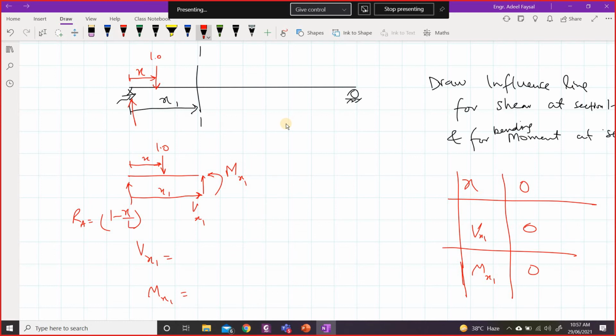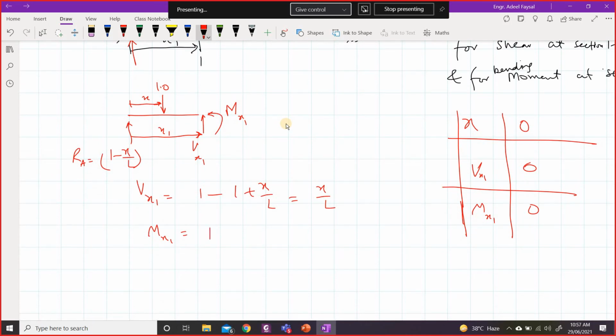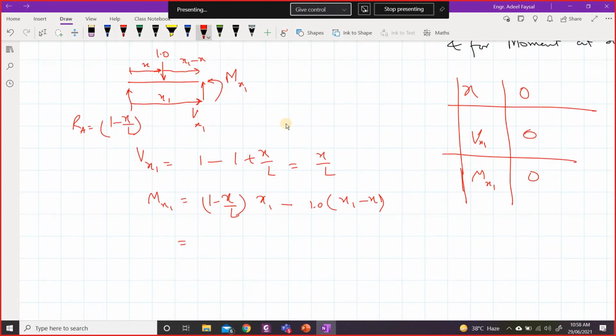It would be, you can see, 1 minus x over L for the shear, and this would be equal to 1 minus x over L times x1 minus, now this distance would be x1 minus x, so 1.0 times x1 minus x. Okay, so you can simplify this.